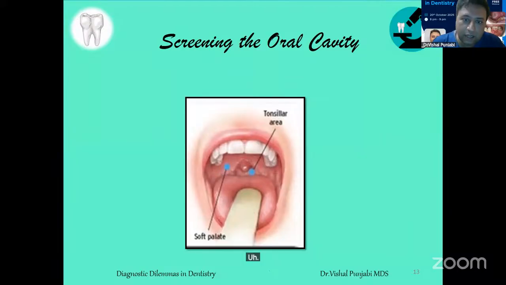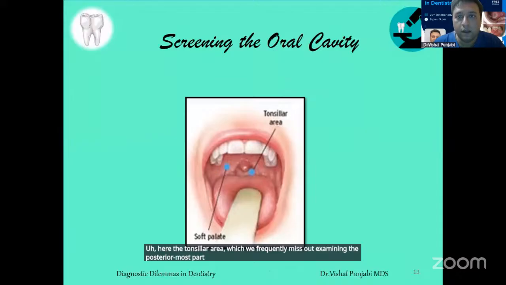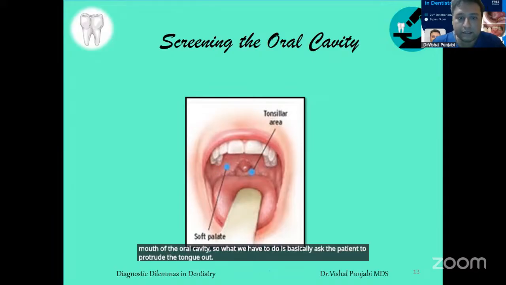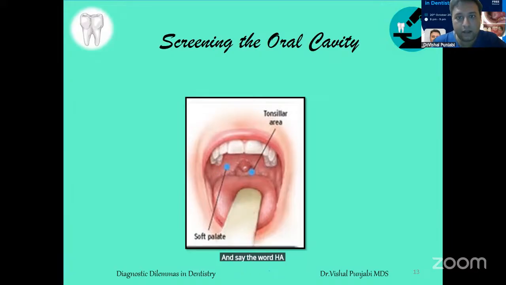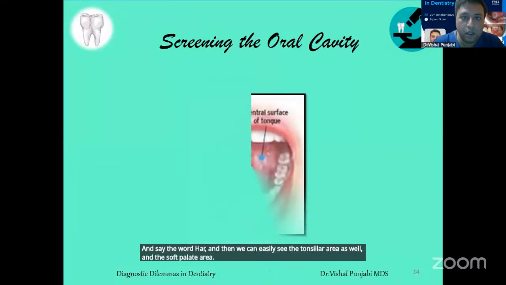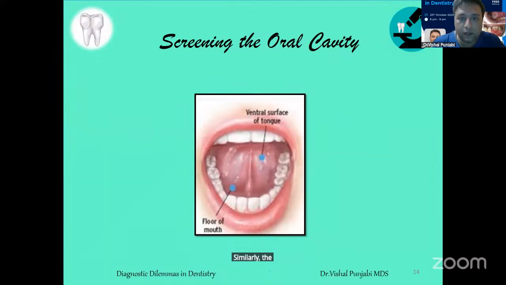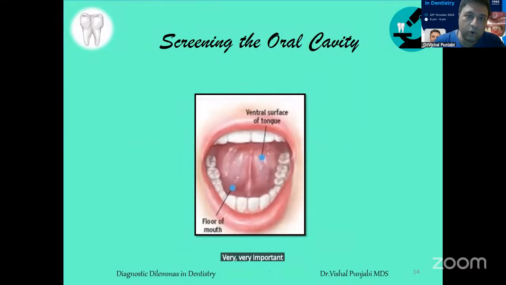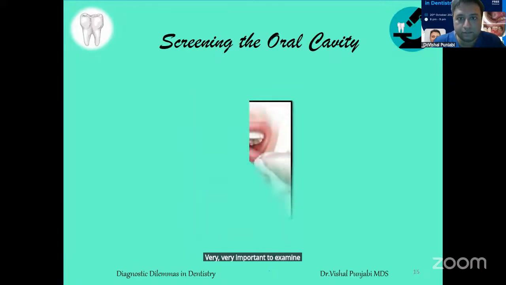Here, the tonsillar area, the posterior most part of the oral cavity, we frequently miss out examining. So what we have to do is basically ask the patient to protrude the tongue out and say the word "ha". And then we can easily see the tonsillar area as well as the soft palate area. Similarly, the ventral surface of the tongue, which is the surface underneath the tongue. So we miss out on these areas as well, the floor of the mouth. Very, very important to examine these areas.